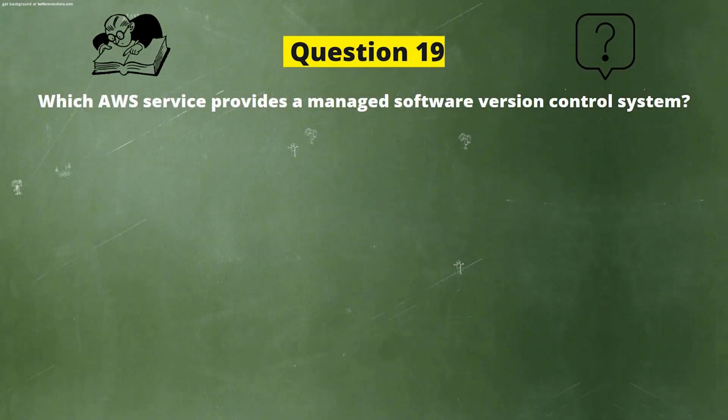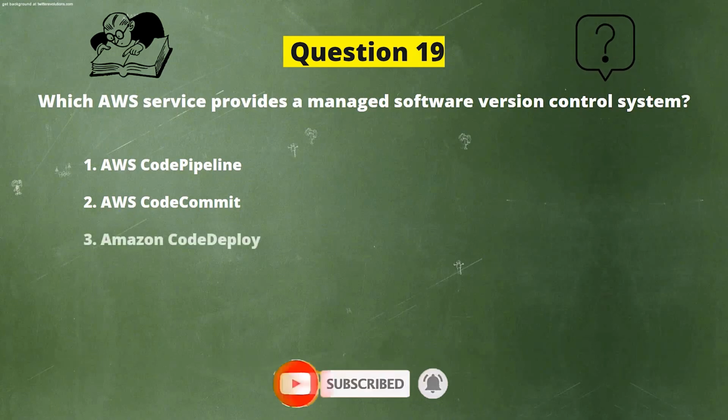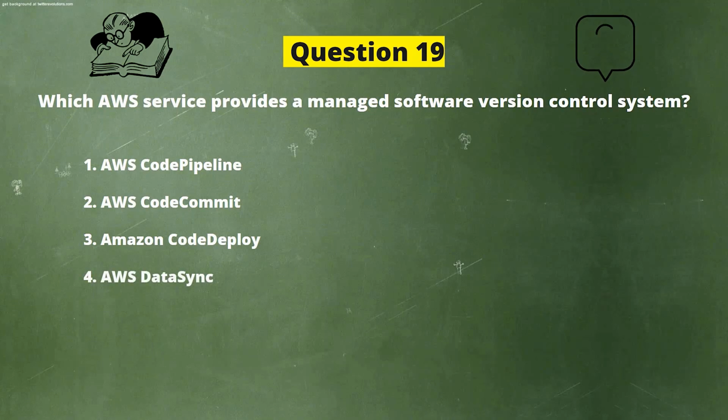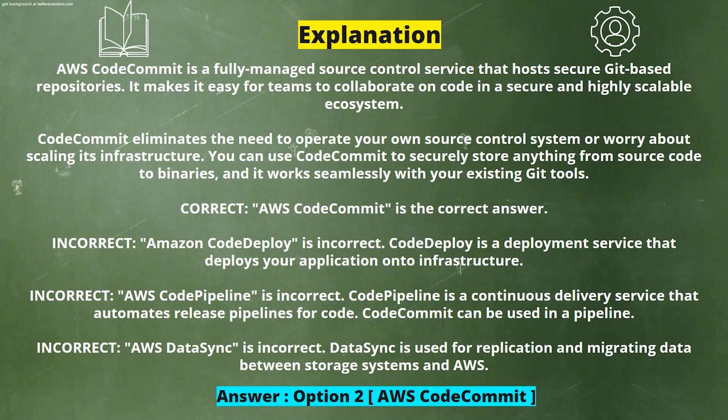Next question. Which AWS service provides a managed software version control system? And the options are: Option 1. AWS Code Pipeline. Option 2. AWS Code Commit. Option 3. Amazon Code Deploy. Option 4. AWS Data Sync. And the correct answer is Option 2. AWS Code Commit. Explanation. AWS Code Commit is a fully managed source control service that hosts secure Git-based repositories.